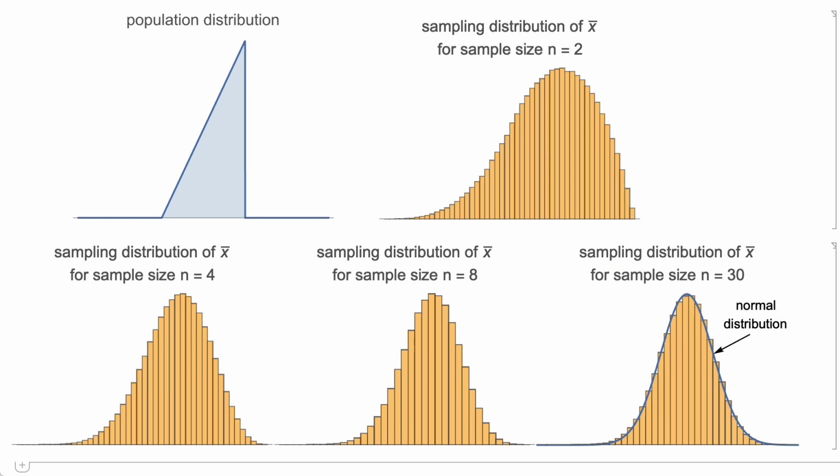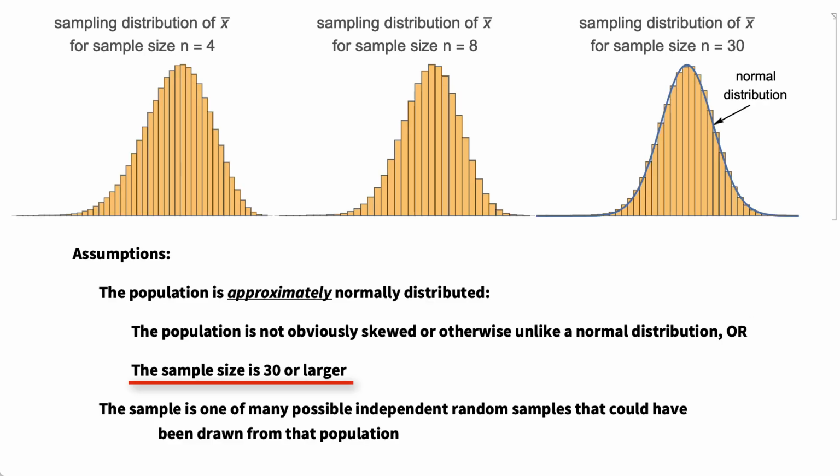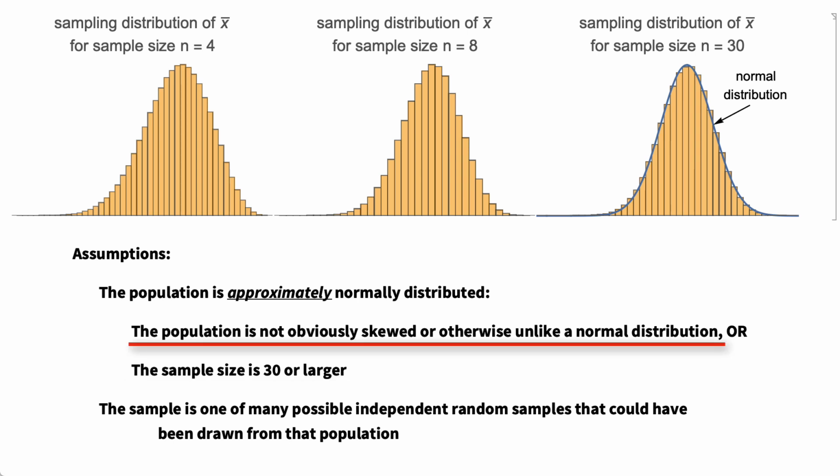A common guideline is to use a sample size of at least 30 if the population distribution is not close to a normal distribution. Smaller samples are fine if the population is approximately normally distributed, and otherwise the sample size should be at least 30.